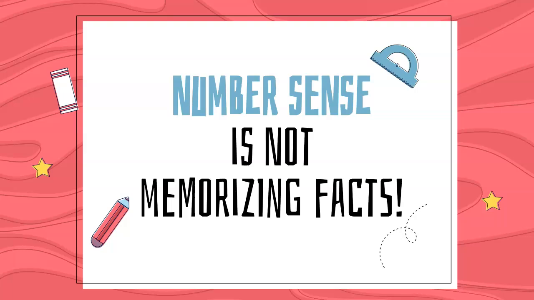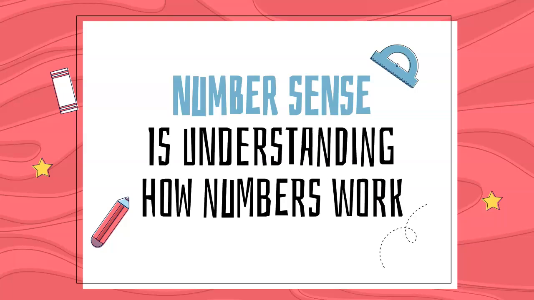Number sense is not memorizing facts. A lot of parents will want the best for their child, and they'll want their child to know all of their math facts. And that is great, but knowing that 5 plus 5 equals 10 does not necessarily mean a child understands what that means. It does not necessarily mean that they understand that 5 dice and 5 dice are coming together to make a total of 10 dice. So it's important that we are building this number sense behind our memorizing facts.